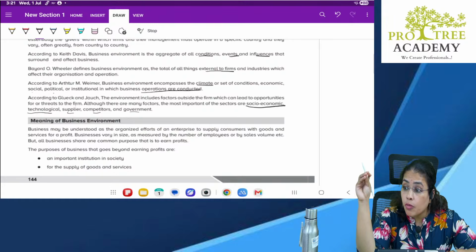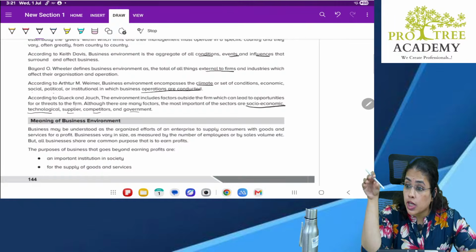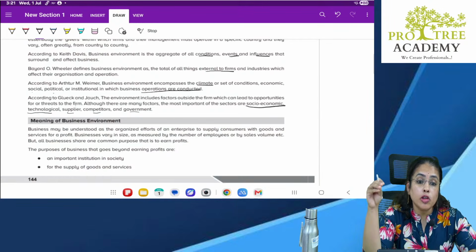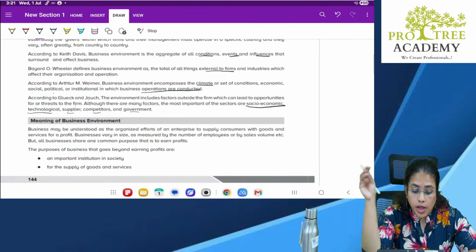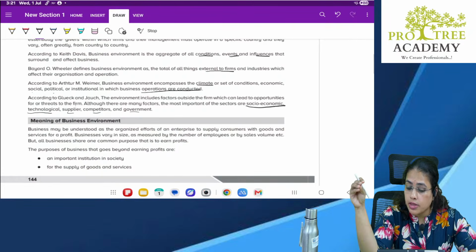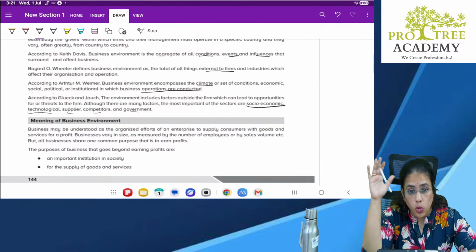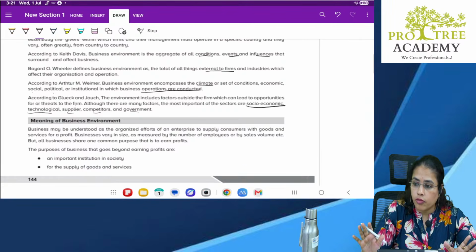So majorly from what and all it will come? Socio-economical, means how is your socializing here, what is the society here, what kind of society you are having. Technology, any new technology comes, your technology is waste. Understood? Then suppliers, whether suppliers are there or not, competitors are there or not, how is the government. These are the major things which are a threat to your business if you are not watching them. If you are watching them at the right time, you are out of danger.